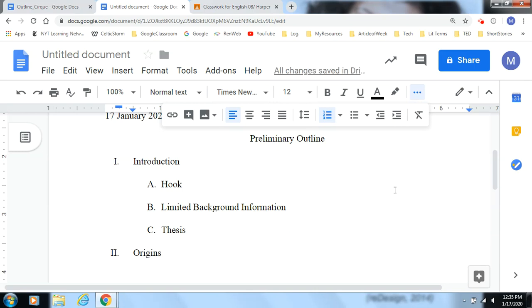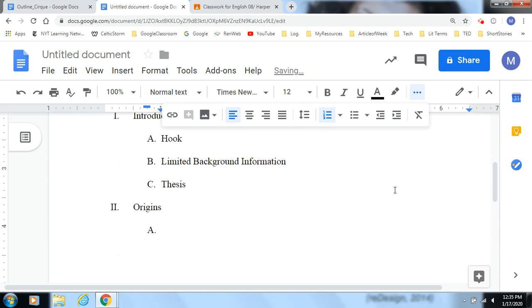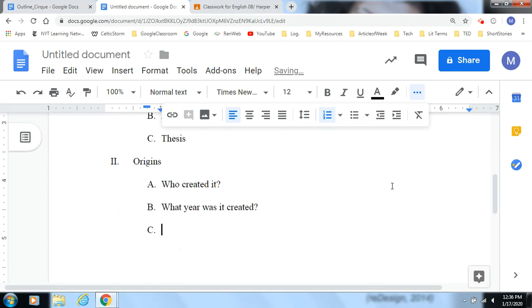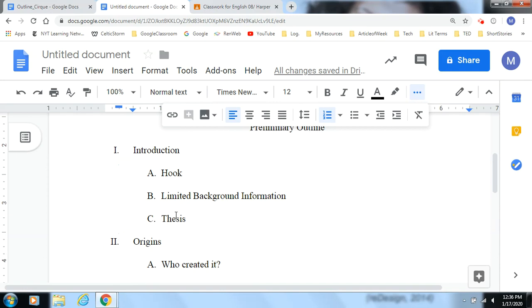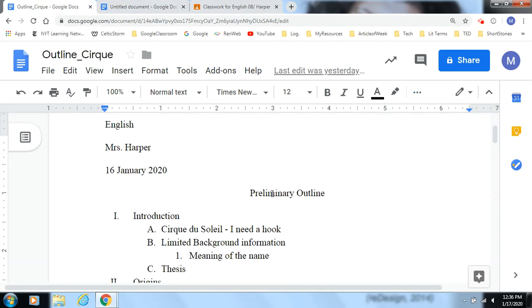How did it start? And then my smaller ideas underneath that would be the things that are related to that topic. And these might turn into their own paragraphs or their own sections within a paragraph. Okay, so who created it? What year was it created? Etc. And then I have to decide what comes next in my outline. So this is really you thinking about the hierarchy of ideas and the order of ideas in your outline. All right, let me show you my finished version.